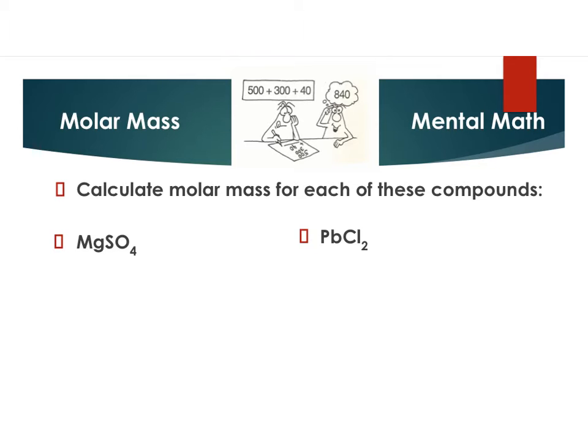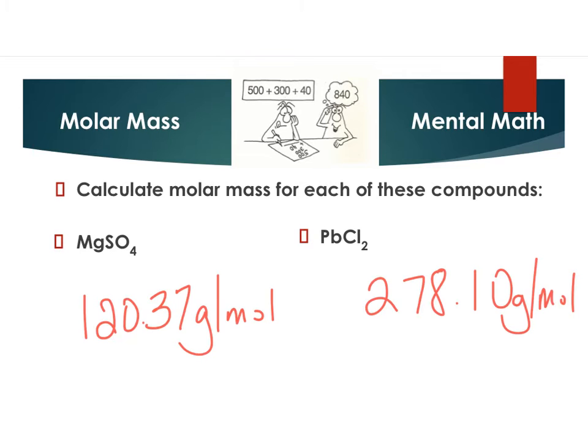Calculate the molar mass for each of the following compounds. So pause the video, work those out, and I'll give you a minute to come back. Okay? So these are the masses we should have gotten for each one, give or take the rounding. So magnesium sulfate should come up with 120 grams per mole, and lead 2 chloride is 278 grams per mole.